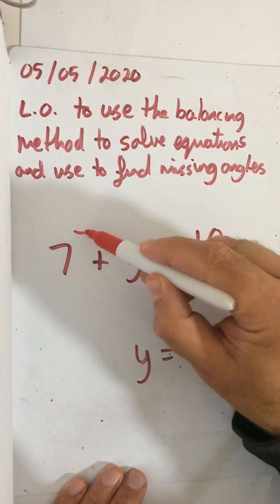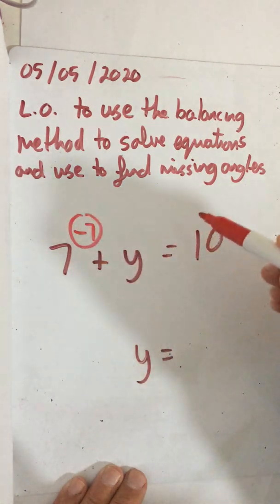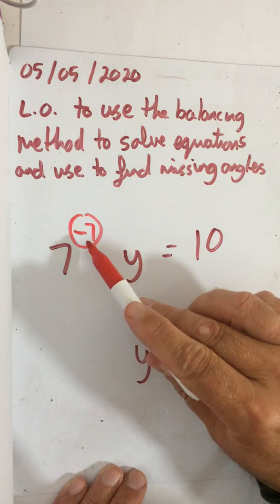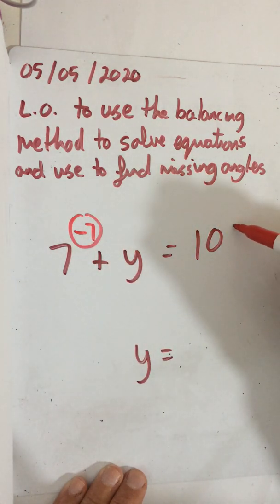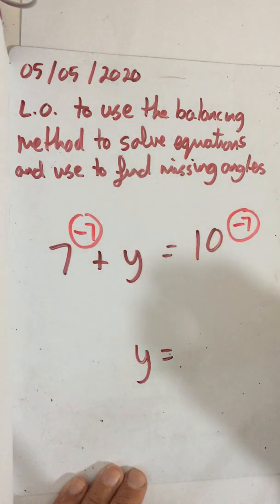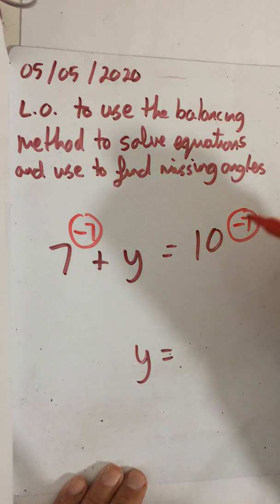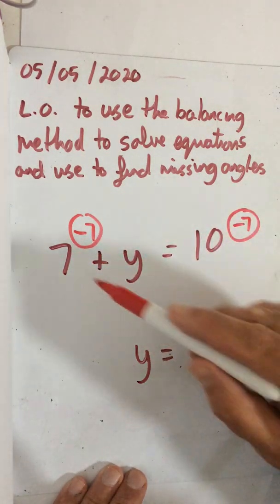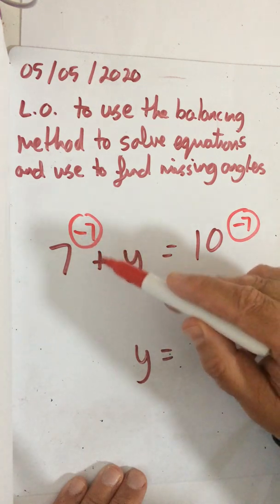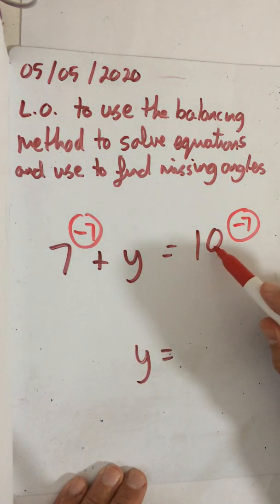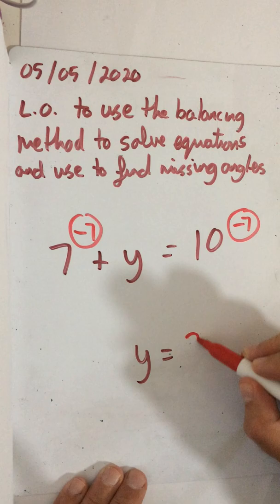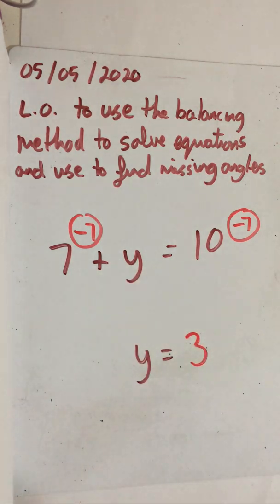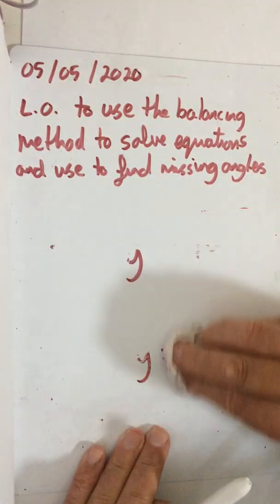So in order to get rid of that, we need to take 7 away from it. Because it's the balancing method, we take away 7 on this side, therefore we take away 7 on the other side. So that leaves us with y. 7 minus 7 gives us nothing, so we're left with y. 10 take away 7 is 3. Okay, let's look at a slightly trickier one.